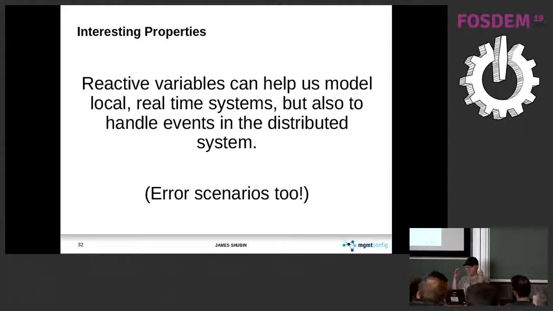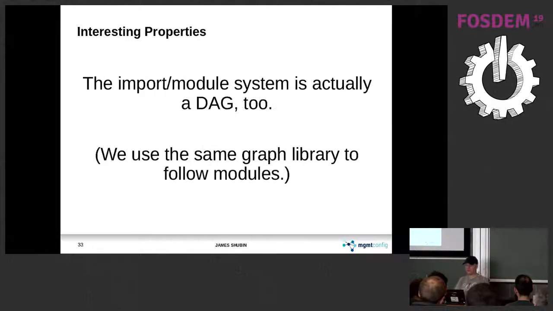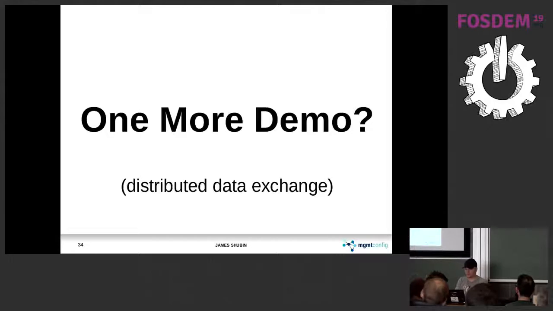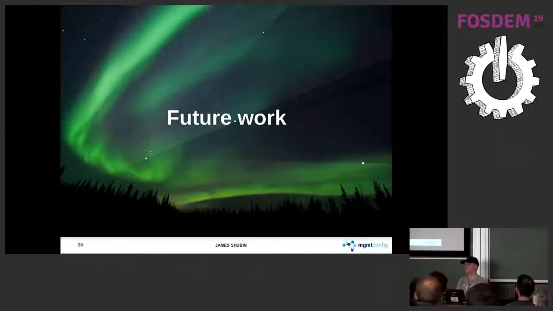The really cool thing about all these reactive variables is we can model local reactive variables, but because MGMT is built on this distributed system using this Raft protocol, we can also look at other variables on other machines and even have distributed state machines and machines coordinating to make decisions. So you can get really fancy, and this is really just the beginning. In like 10 years, everyone's going to be doing this. We have to model things across things. I didn't talk about the imports and the modules, but that's a DAG, and that's some fun stuff. I don't have time for more demos, so you'll have to wait for another day.